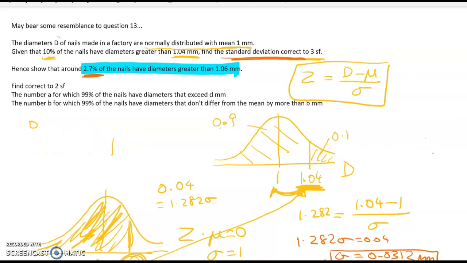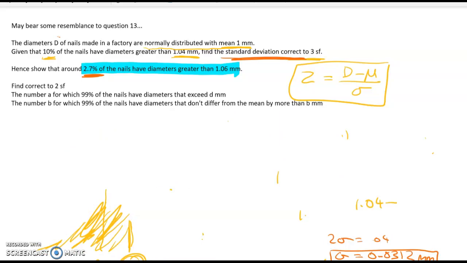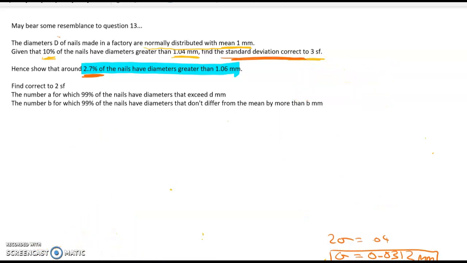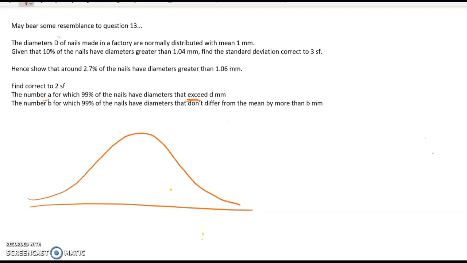And Ben, I think these are probably the two that you really wanted a hand with. I suspect you got through the first part of that on your own. This is not too bad, but you must draw a picture and you have to be confident with the tables. Remember that we now know the standard deviation. So we're going to draw a picture that shows us number A for which 99% of the nails have diameters that exceed D millimeters. So reading it carefully, that means that we've got to find this number here such that nearly all the nails are bigger than that number.